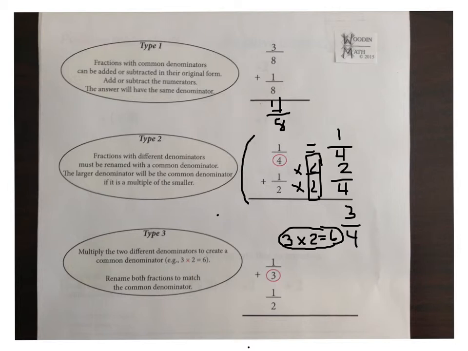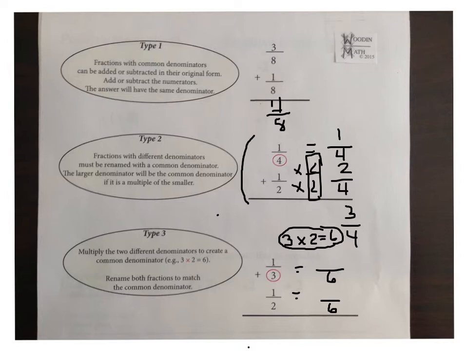6 is going to be our new denominator for this problem. So I'm going to set this up. Then I'm going to rename both fractions in terms of sixths. So make a rule. Let's start with 1/3.